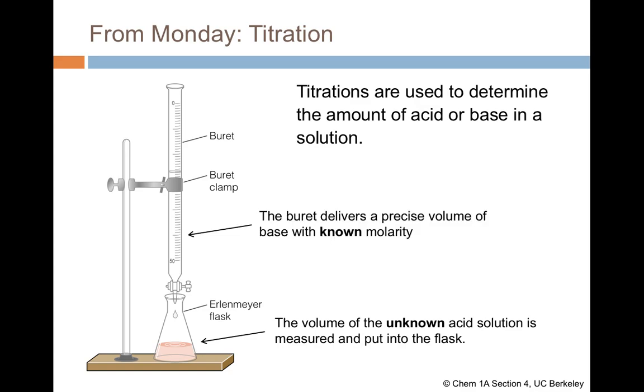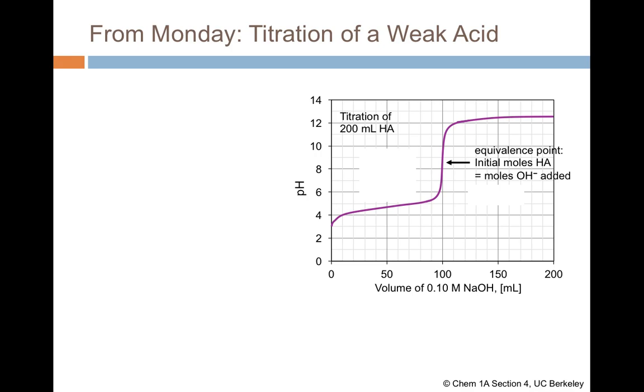And what you put in the cylinder, in this case, is a precise volume of base with a known molarity. So by combining this known concentration of base with this unknown concentration of acid, you can figure out the concentration of the acid by monitoring the neutralization reaction. The graph that you use to monitor a titration experiment looks like this. It is known as a titration curve.